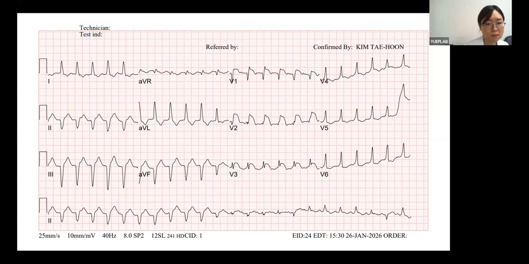Different morphologies in the rhythm strip. Okay. Yes. Good.